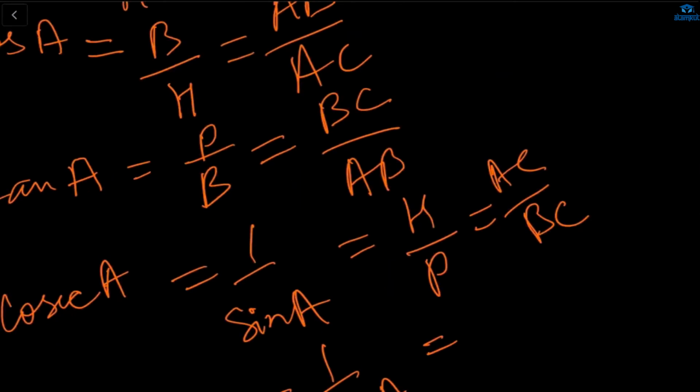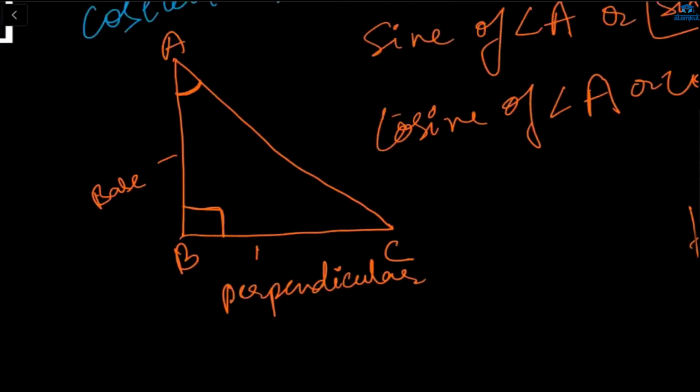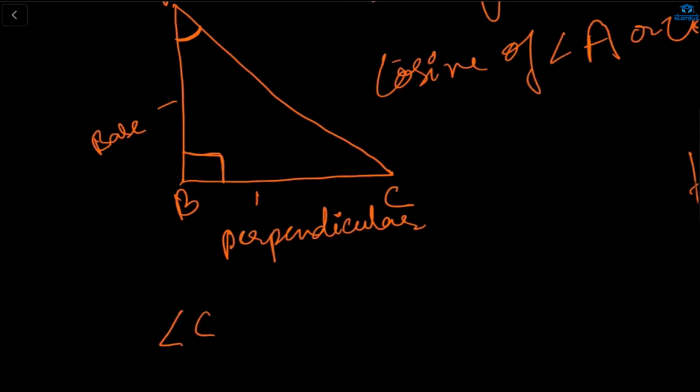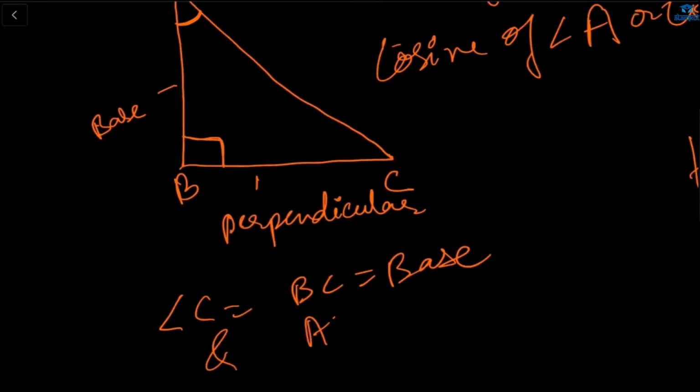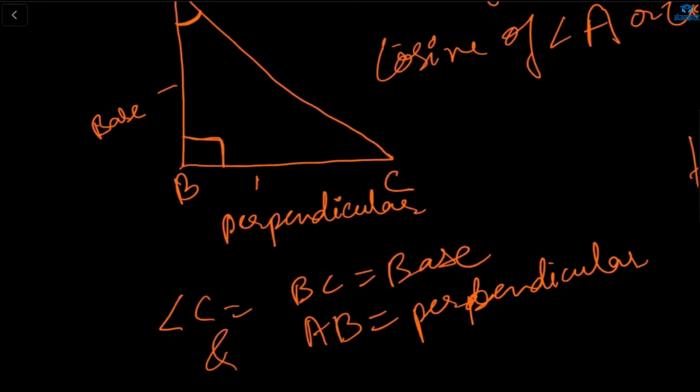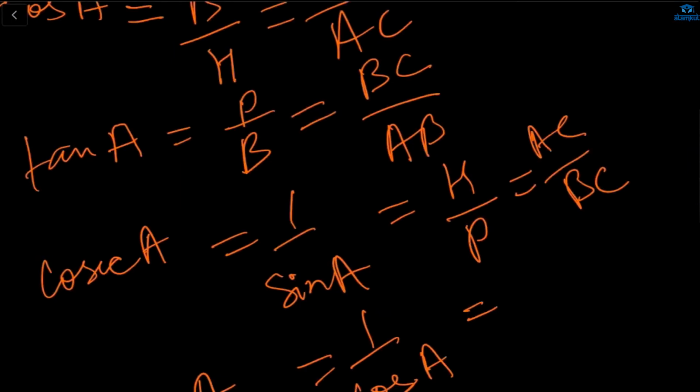Ma'am, once again, which one was the base? Is it the one joining the angle A? I will tell you again. If you are choosing angle A, then the side opposite to the angle will be the perpendicular, and the side touching the angle is the base. Now, if I choose angle C, BC will not be the perpendicular. BC will become the base, and the perpendicular will be AB. So it depends on which angle you are referring to. These values will also change. If you take tan C, the values will also change. We'll discuss both the acute angles.